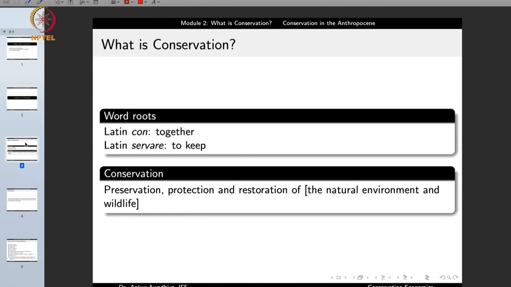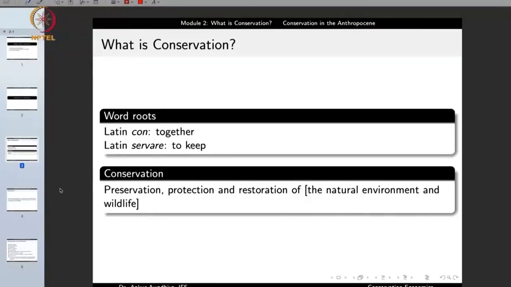Now we have seen before what conservation is. Conservation comes from the two Latin word roots, con, which means together, and servere, which means to keep. So literally, conservation means to keep something together. Now what is this something? Conservation in the context of wildlife and natural resources means the preservation, protection and restoration of the natural environment and wildlife. So there are three components of conservation: preservation, protection and restoration. And we do the conservation of the natural environment or natural resources and wildlife.